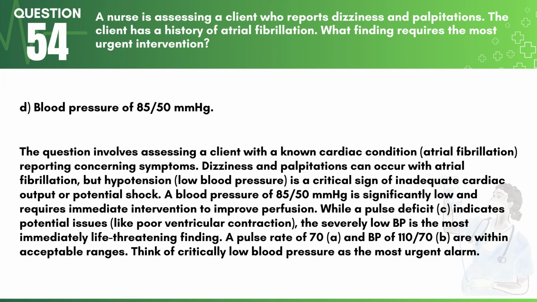While a pulse deficit, C, indicates potential issues, like poor ventricular contraction, the severely low BP is the most immediately life-threatening finding. A pulse rate of 70, A, and BP of 110/70, B, are within acceptable ranges. Think of critically low blood pressure as the most urgent alarm.